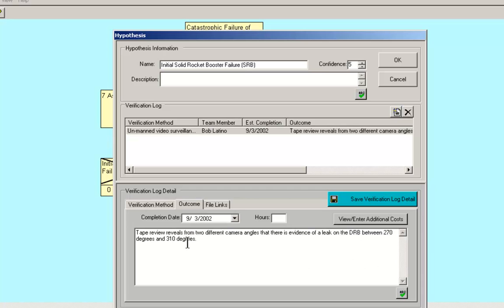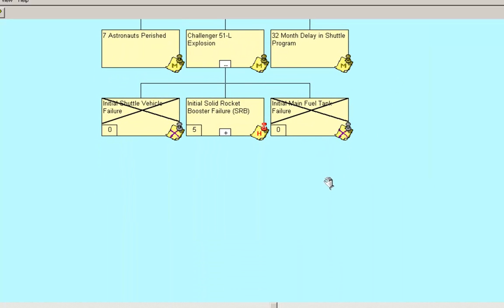And the tape review reveals, from two different camera angles, that there is evidence of a leak of the solid rocket boosters between 270 and 310 degrees. So keep in mind as we go through here, and we'll touch on verification logs here and there, that each of these is backed up with hard evidence and not just hearsay.